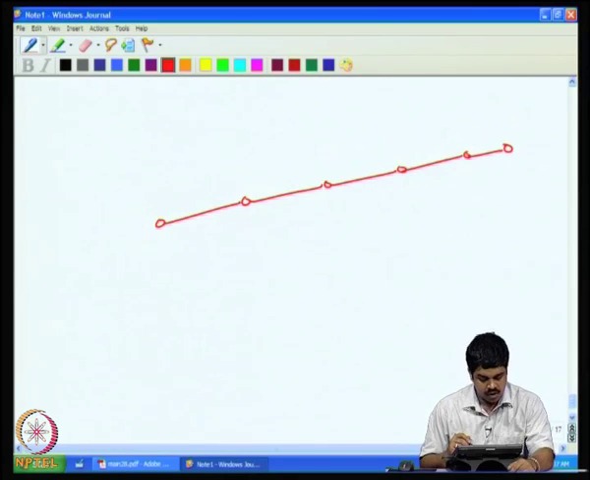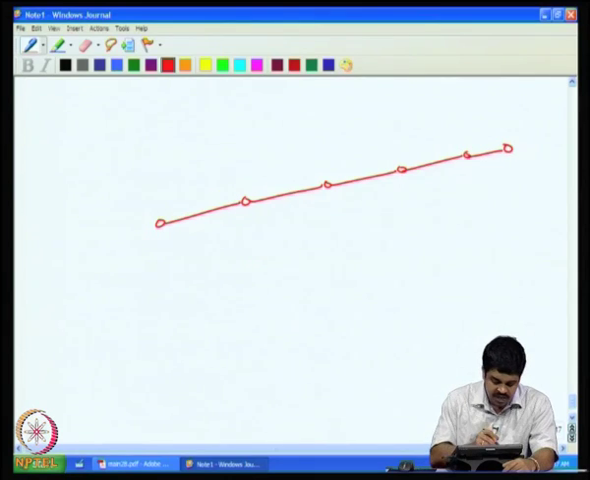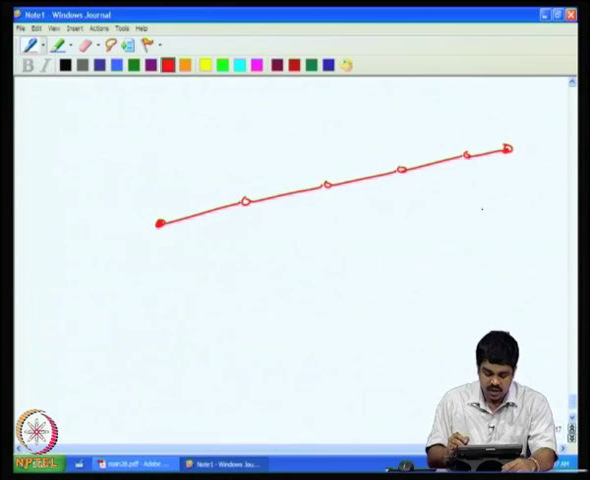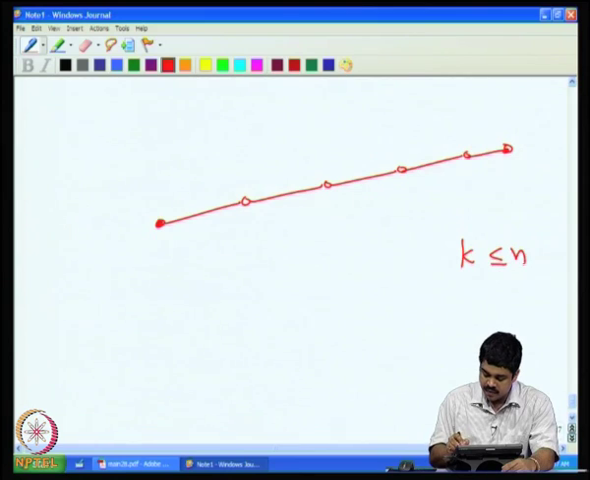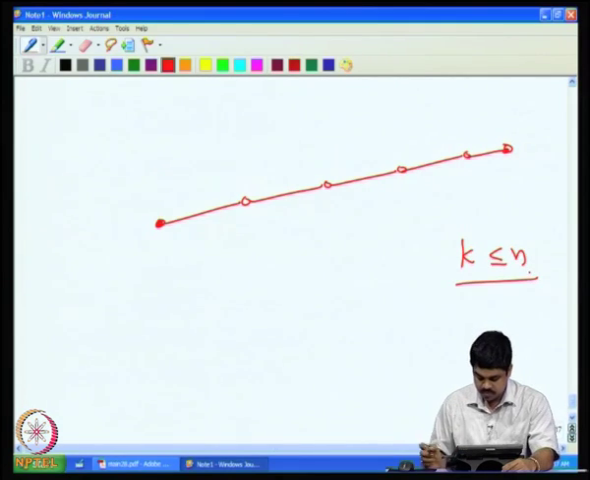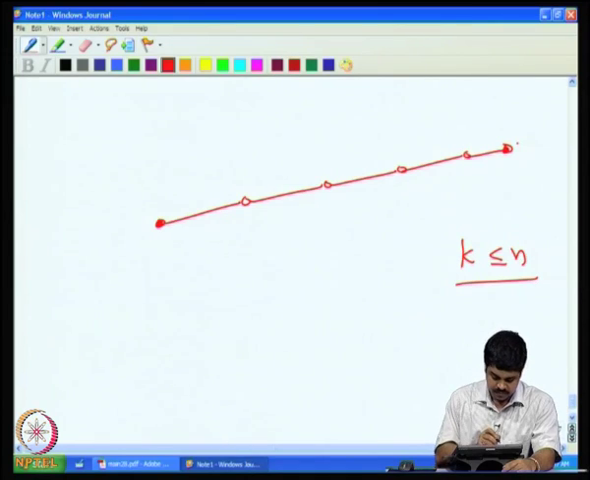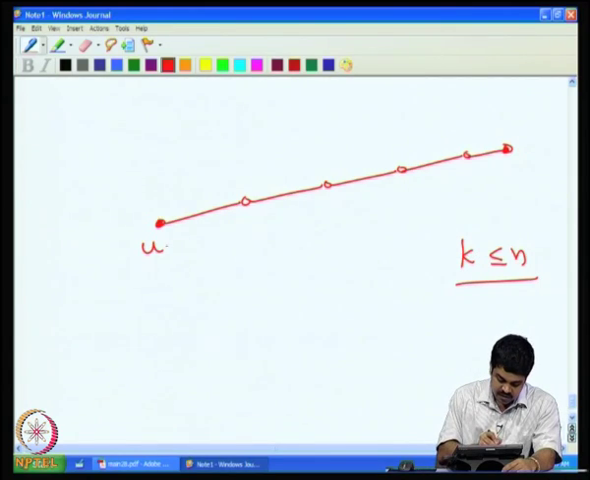But when we see a longest path, the interesting thing is that all the neighbors of its endpoints have to be on the path. Suppose the longest path has some k vertices in it. k can be less than or equal to n, it can be strictly less than n also, right. Suppose the longest path has k plus 1 vertices, so let us mark them as u0, u1, u2.